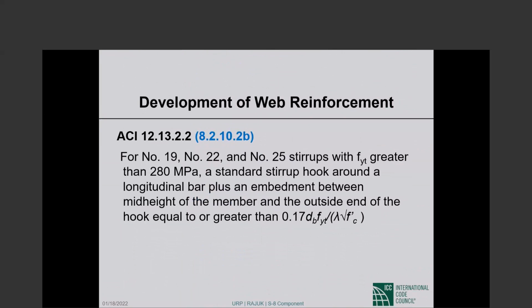For number 19, number 22, number 25 stirrups, F sub YT greater than 280 MPa. So now this is larger bars and kind of standard 60 KSI, not the old 40 KSI strength. A standard stirrup hook around the longitudinal bar, you have to have the hook plus an embedment between mid height of the member and the outside end of the hook equal to or greater than the given quantity. So you have to have a minimum distance between the hook and the mid height of the member.